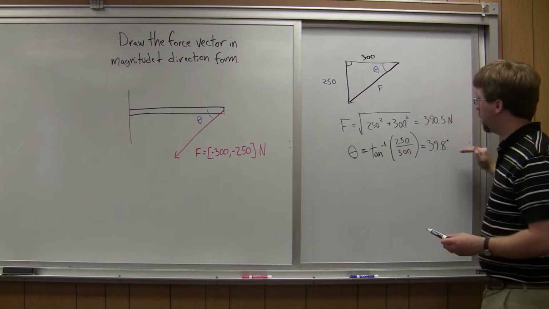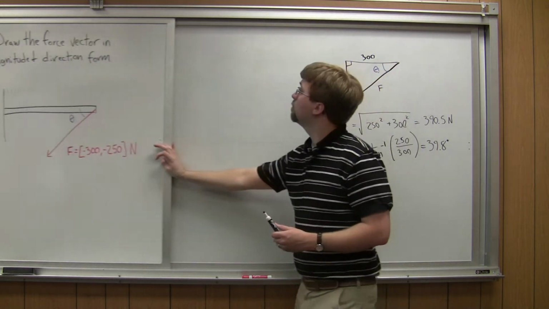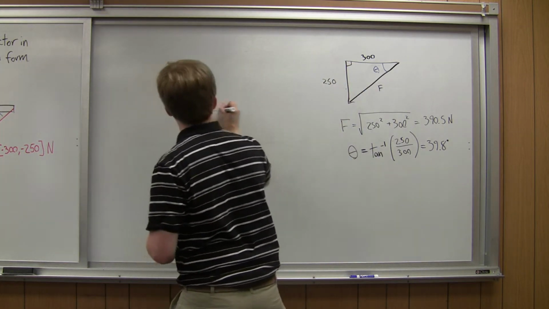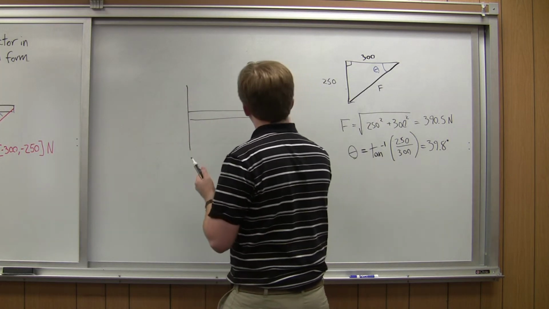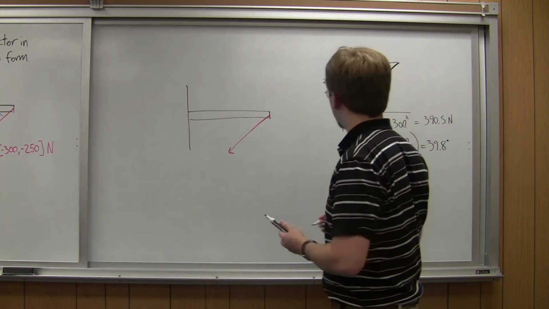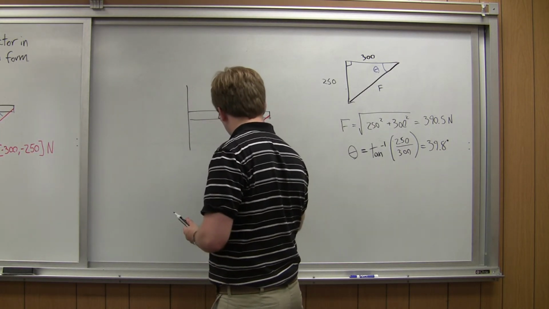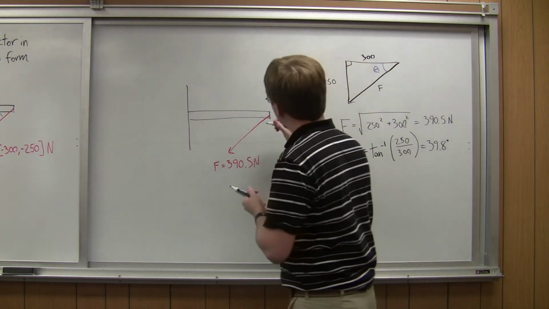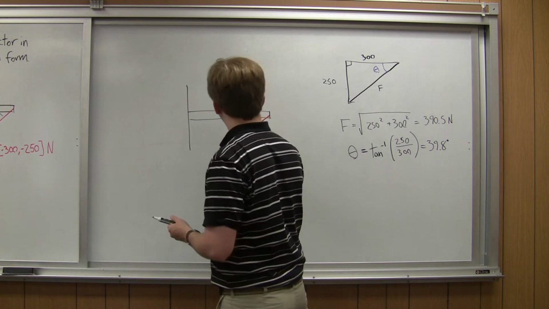Now that I have the magnitude and the direction theta, I can go back to my original diagram, and I'll redraw this. I had a cantilever beam, which just means a beam sticking out of a wall like this. I had my force, like so, and the magnitude of this force, F equals 390.5 newtons. And I'm going to draw on my angle theta. This was 39.8 degrees.